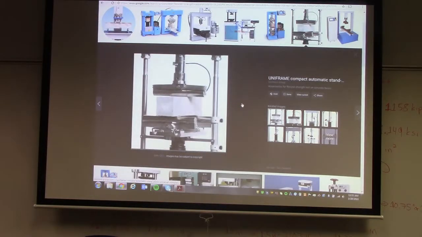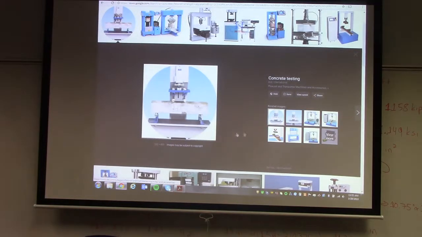this is what this goofy thing looks like. And this is actually center point loading. So I don't want to look at center point loading actually. We want to look at third point loading.